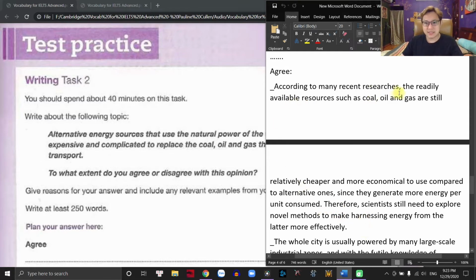Dựa vào những cái nghiên cứu gần đây, những cái nguồn tài nguyên mà có mặt rất là đầy đủ, sẵn sàng có, như là than đá, dầu hỏa và khí đốt, thì nó vẫn tương đối rẻ hơn và nó mang tính kinh tế hơn để sử dụng nếu được so sánh với những nguồn mà thay thế. Từ khi mà chúng tạo ra nhiều năng lượng trên một đơn vị mà bị tiêu thụ.